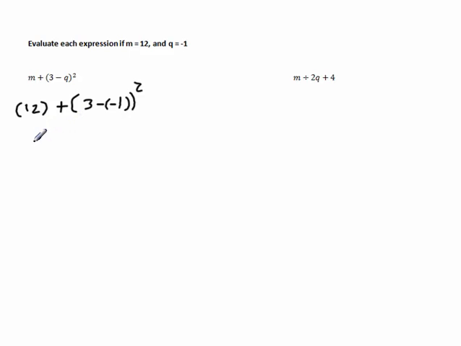It eliminates some confusion. So here we could see we have 12 plus 3 minus a negative, which would be 3 plus a positive. So 3 plus 1 is 4 squared. Right? We have to do parentheses first, and then we're going to do our exponents. And 4 squared is 16. We have 12 plus 16. Now, we would have multiplication if there was multiplication. I don't have any. Division if there was division. I don't have any. And now we get to addition, and we have 12 plus 16, which gives us 28.